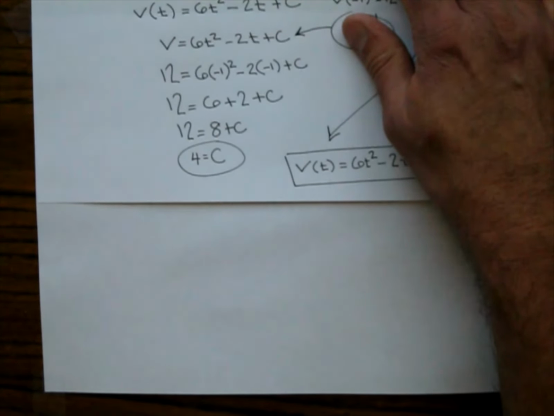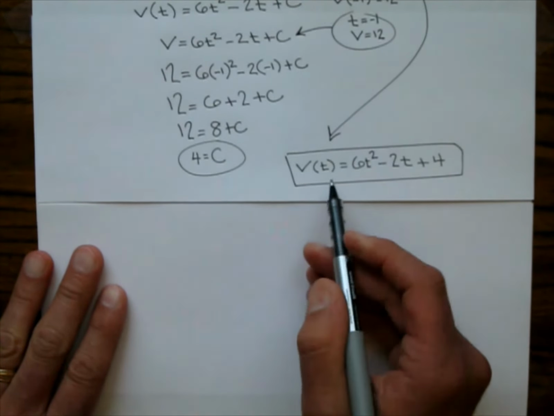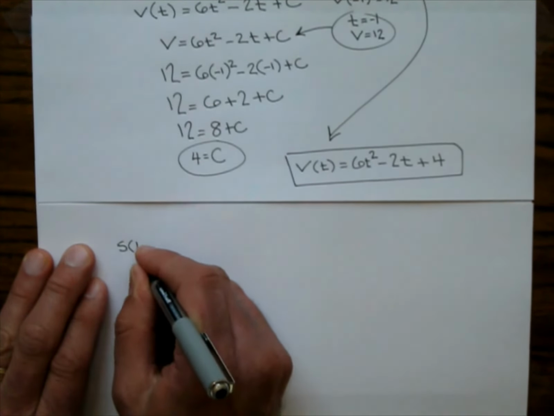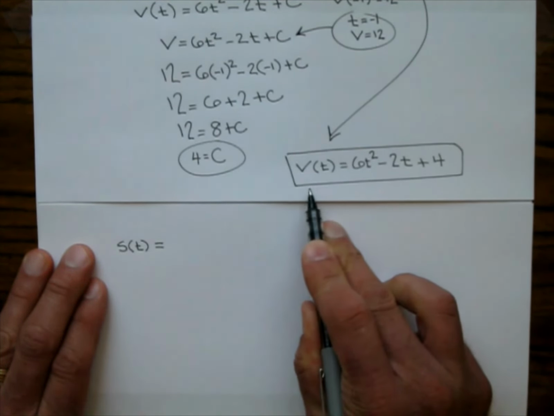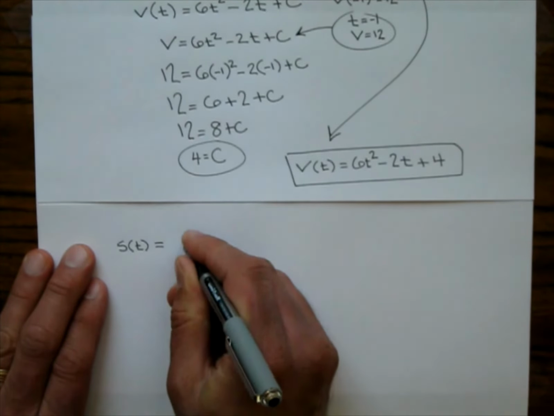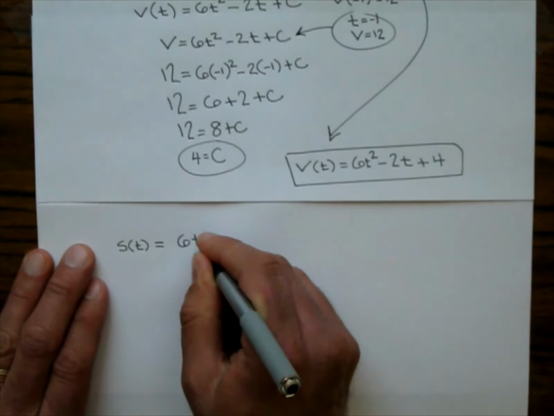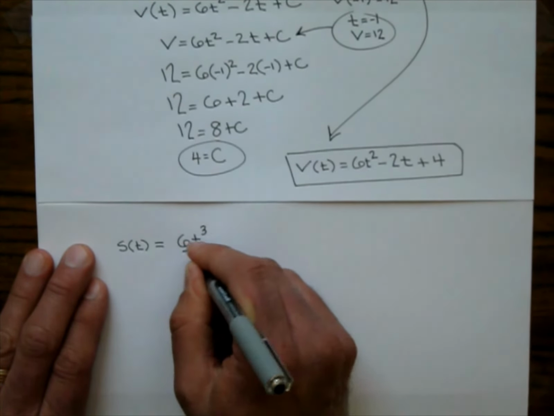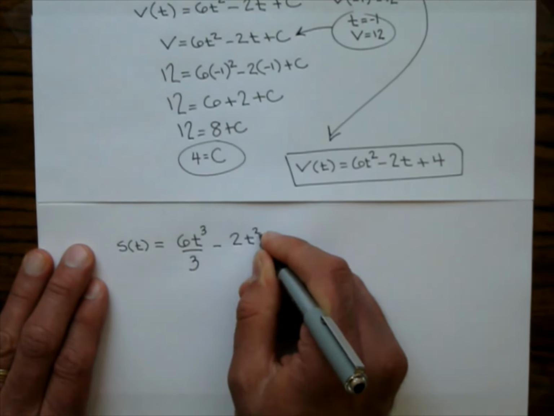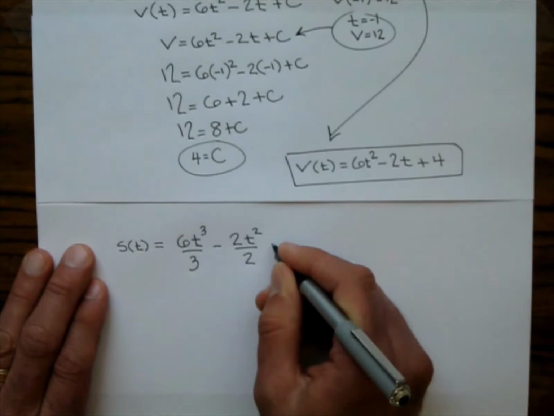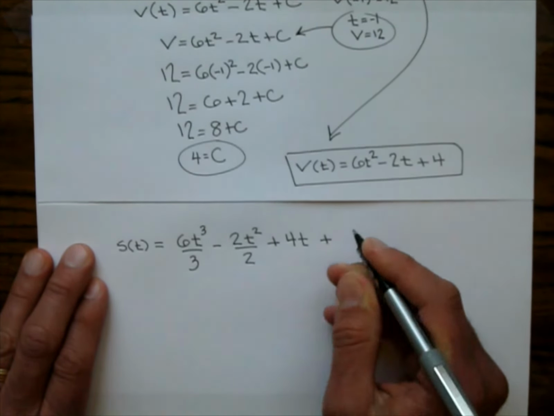I'm going to go ahead and go like that. We have the velocity right there with a box around it. So s of t is going to equal the antiderivative of v of t. Let's go ahead and do the power rule here with these exponents. We have t cubed over 3 minus 2t squared over 2, and then we have plus 4t plus a constant.